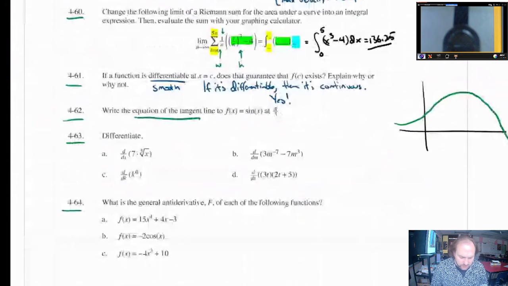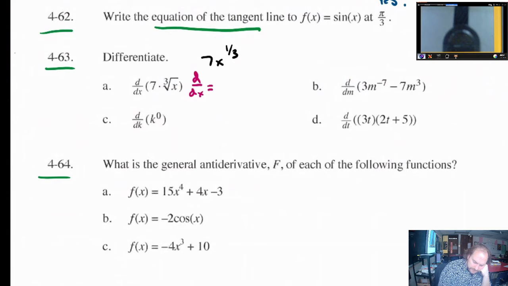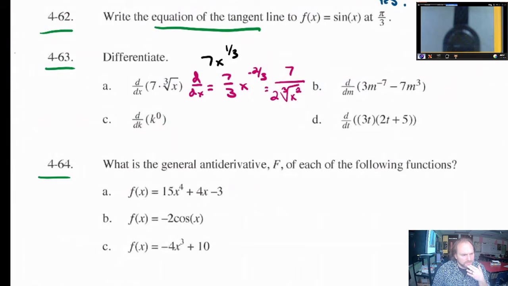463, differentiate. We got a bunch of differentiation problems here, so let's get to it. We have 7 times x to the 1/3 power. So the derivative of that, d/dx, would be 7/3 times x to the negative 2/3 power, which could also be written as 7 on top, 2 times the cube root of x squared on bottom, but you don't really need to do all of that.